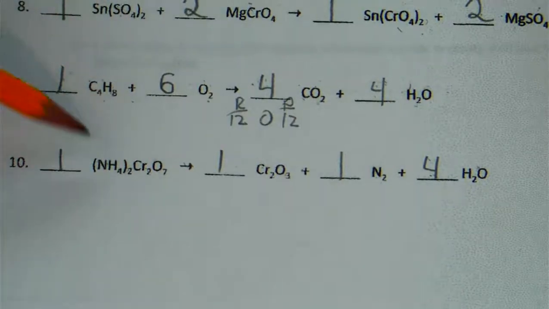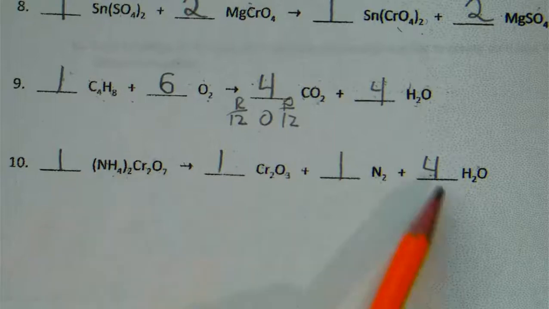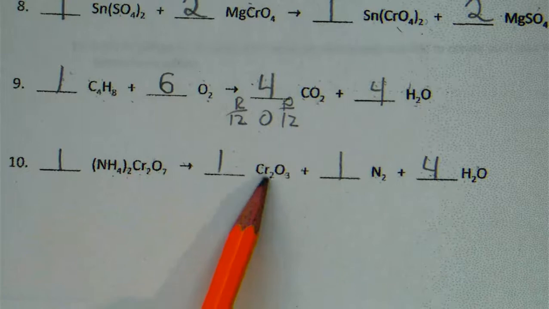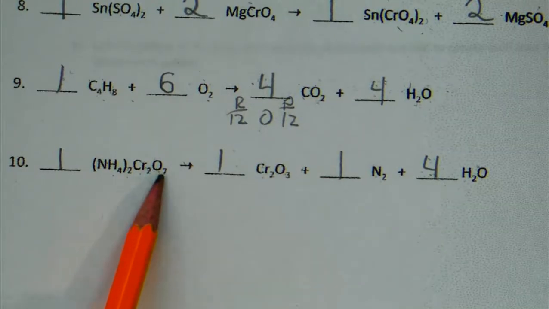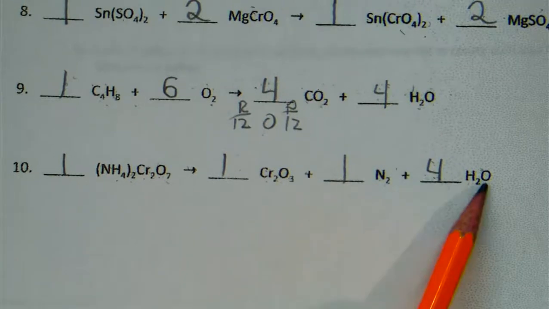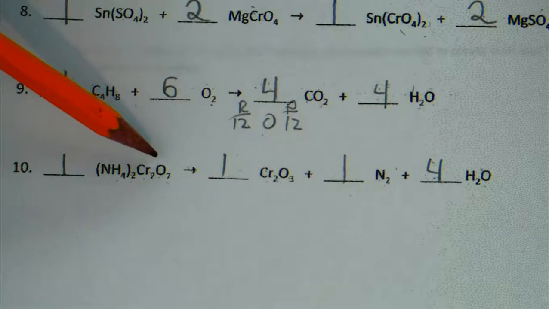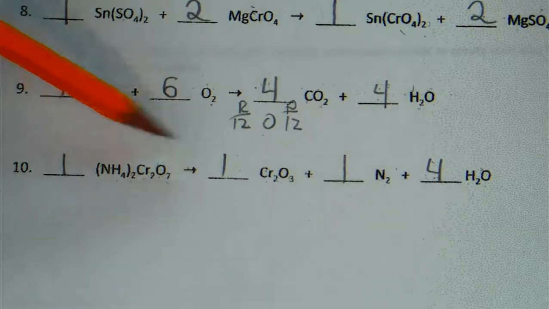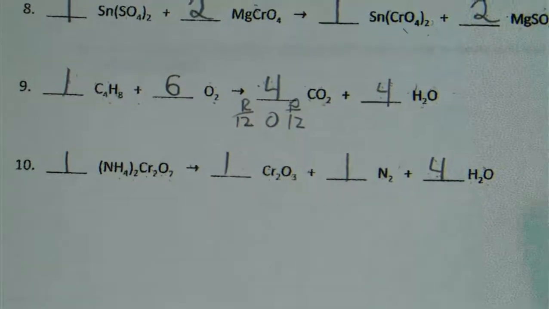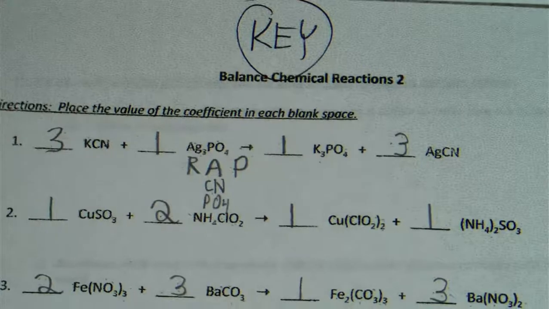I have 2 nitrogens on the left, 2 nitrogens on the right, 8 hydrogens on the left, 8 hydrogens on the right, 2 chromiums on the left, 2 chromiums on the right, 7 oxygens on the left, 3 plus 4 equals 7 oxygens on the right. This decomposition reaction is balanced with coefficients 1 yields 1, 1, 4. This ends balanced chemical reactions 2 front side homework assignment.